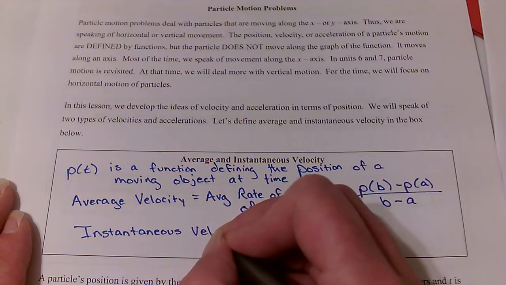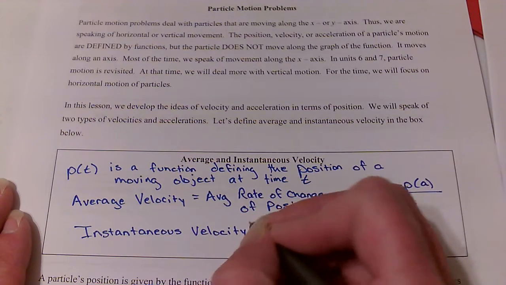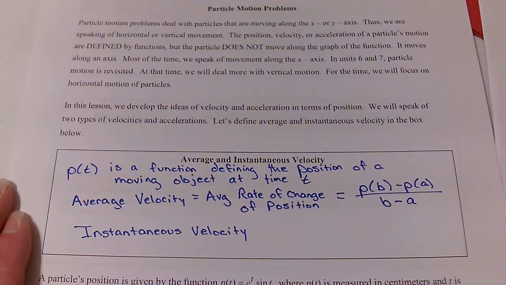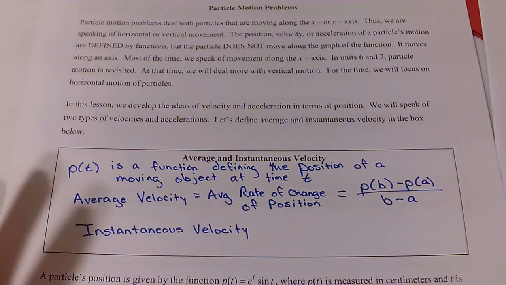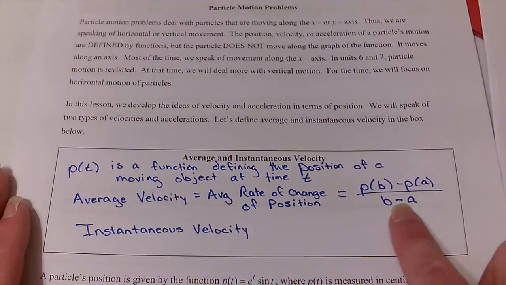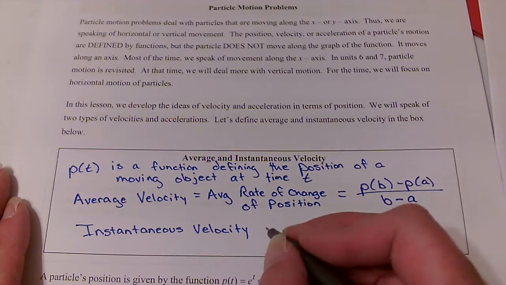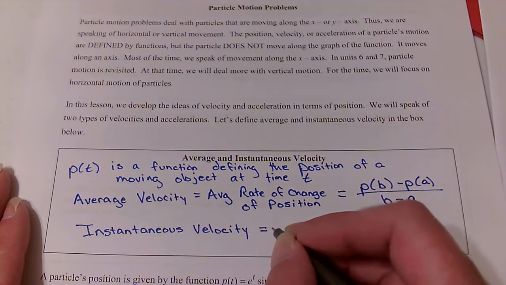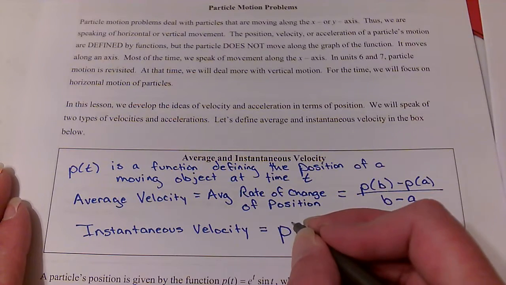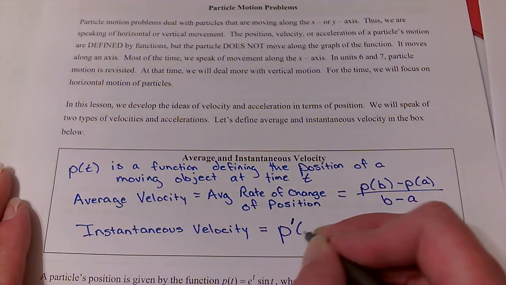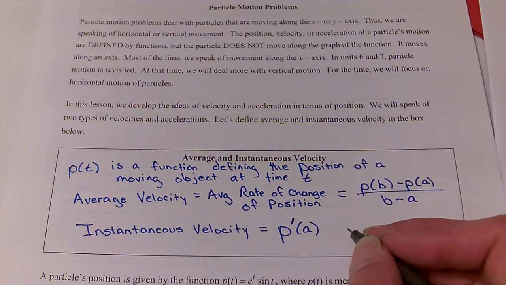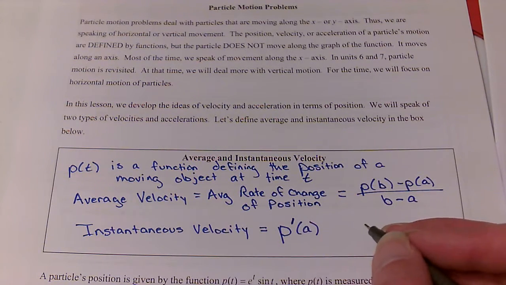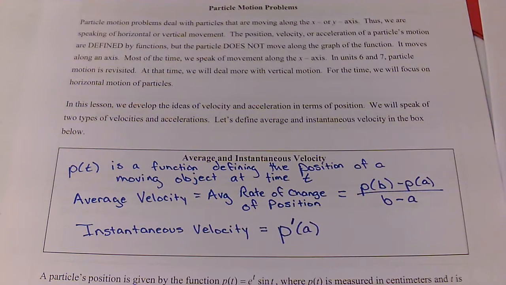Now, instantaneous velocity is the velocity at a specific time, not over a period of time. So average velocity is over a period of time. Instantaneous is at a singular time. So that's going to be the derivative of our position. So we have to be very careful on whether it's asking for average or instantaneous velocity.